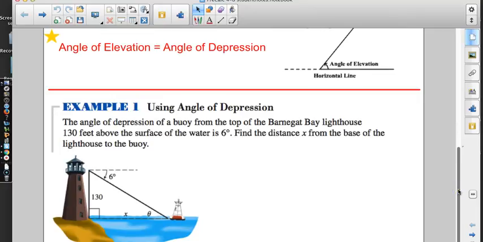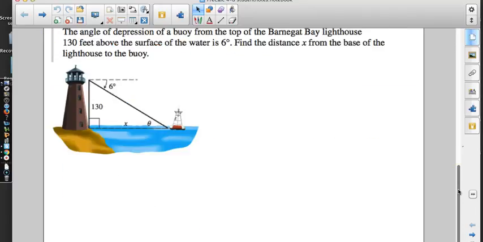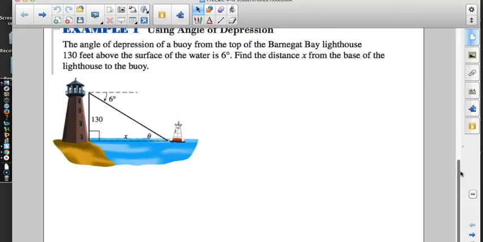Using angle of depression, I'm going to start off very basic, stuff that you did in geometry. The angle of depression of a buoy from the top of the, I'm going to go with Barnegat Bay Lighthouse, 130 feet above the surface of the water is 6 degrees. Ooh, a picture. Love pictures. They're very, very, very helpful. Find the distance x from the base of the lighthouse to the buoy. And they already have everything nice and labeled for us right there.